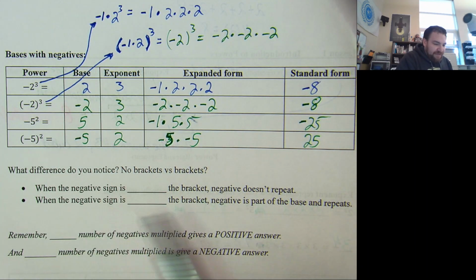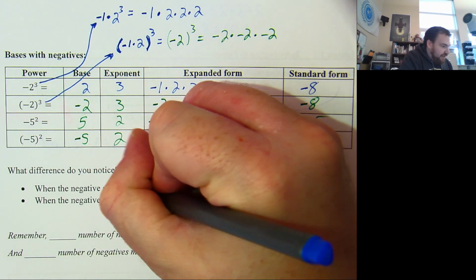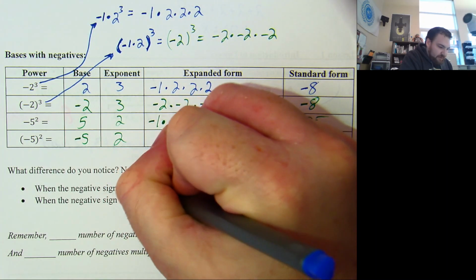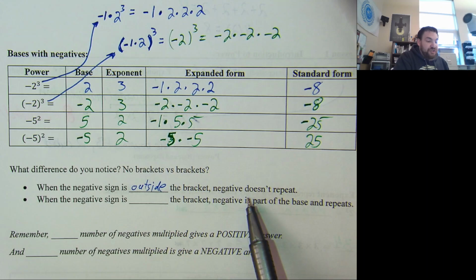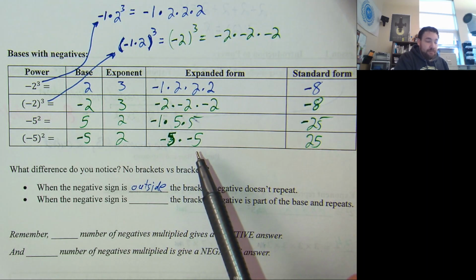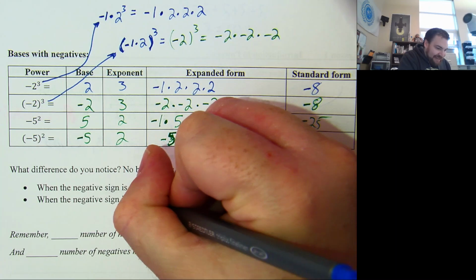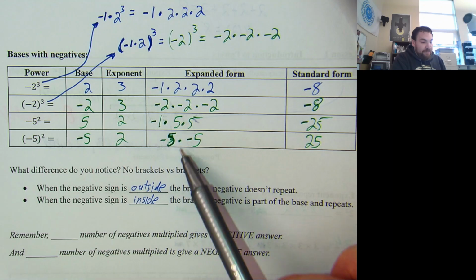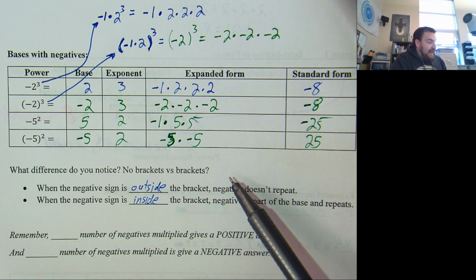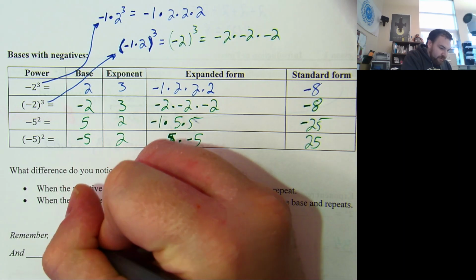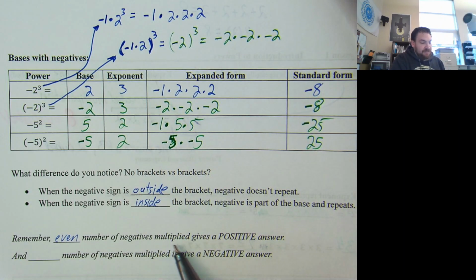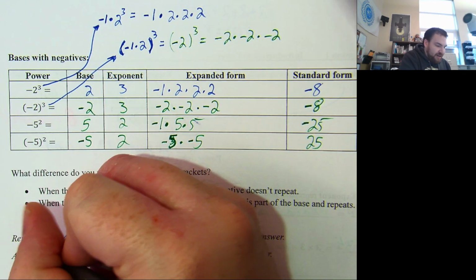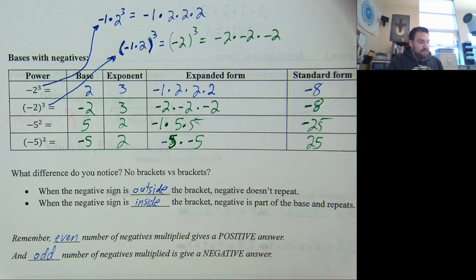So when the negative sign is outside the bracket, the negative was not repeated. When the negative is inside the bracket, the negative is part of the base and is repeated. And when you have an even number of negatives, the answer is positive. When you have an odd number of negatives, the result is negative.